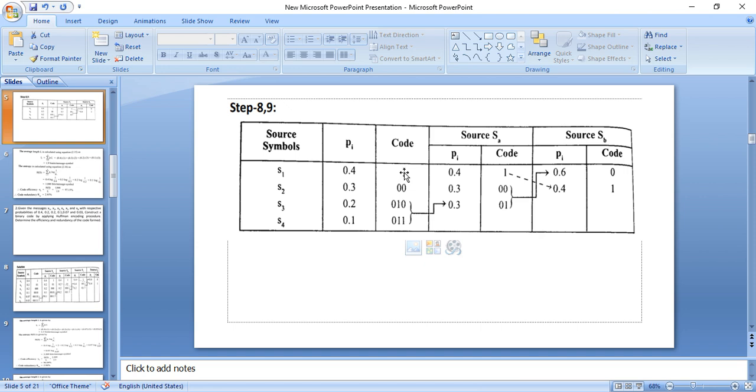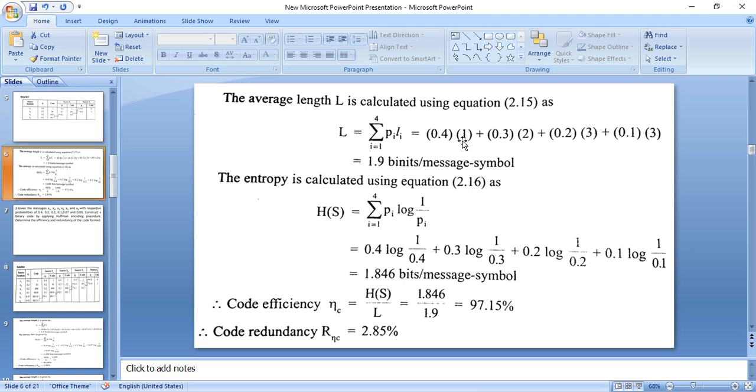for 0.4 is only 1. The length of the code for 0.3 probability is 2. For probability 0.2, the length of the code is 3, and for 0.1, the length of the code is 3. So here 0.4 into 1 plus 0.3 into 2 plus 0.2 into 3 plus 0.1 into 3. So this is the average length of the code. The number of bits per symbol is 1.9 for the given example.